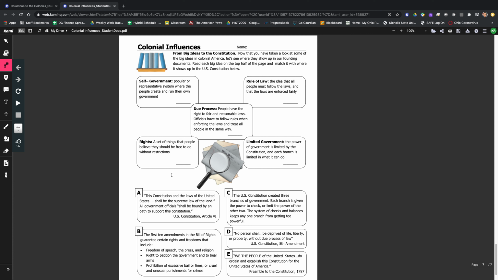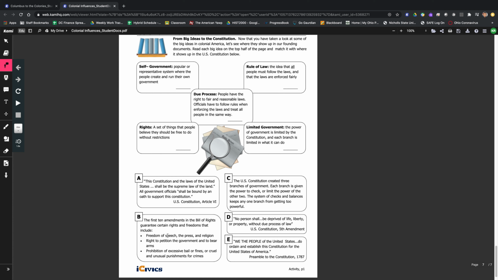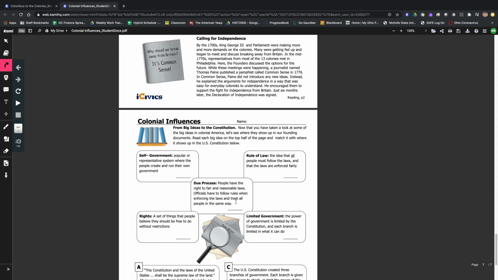And if you think this is self-government, you would put an A here. If you think it's rights, you'd put an A here, wherever it goes. And it's only going to go in one of these. Okay? Do the same thing for B, C, D, and E. Now, once you have that done, then this lesson is complete.